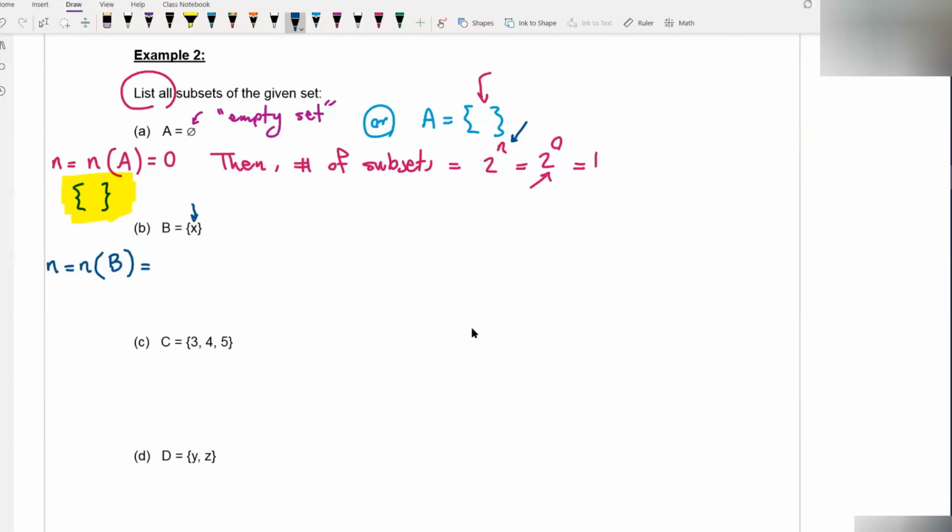How many members we have inside is 1. Therefore, number of subsets, next step, finding number of subsets is equal to 2 to the nth power. 2 to the 1, that is equal to 2.